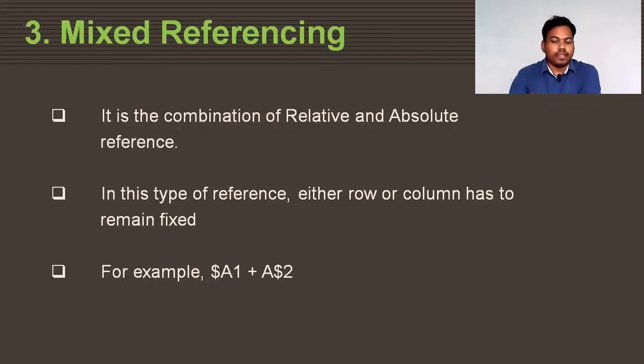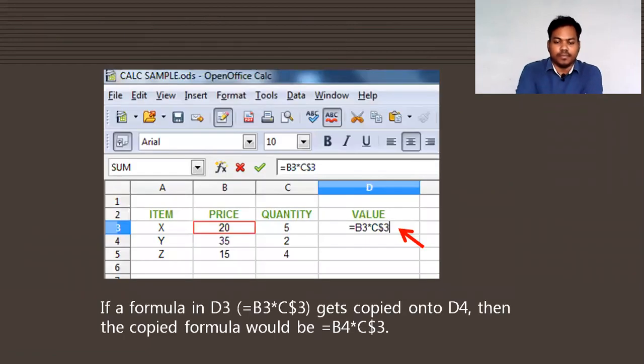Understood? Now mixed referencing. What is mixed referencing? It is the combination of relative and absolute reference. In this type of reference, either the row or the column has to remain fixed. For example, see $A1. Here before the column letter we have put a dollar symbol so that it will be fixed. Here the column is fixed, the row is not fixed. And in A$2, A is relative and $2 means the row will be absolute. Understood?